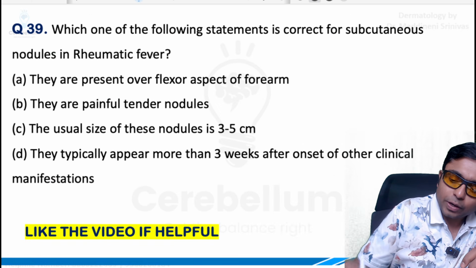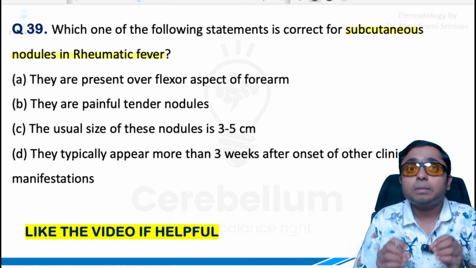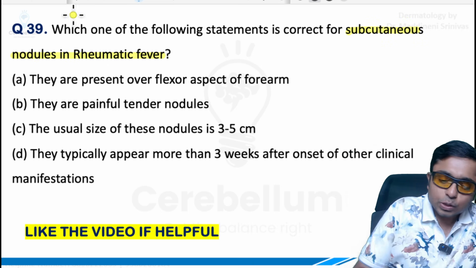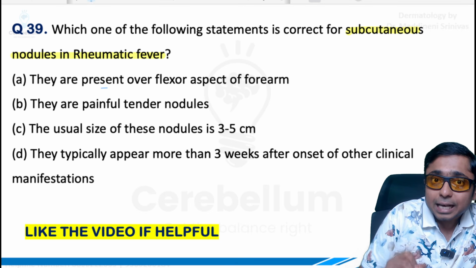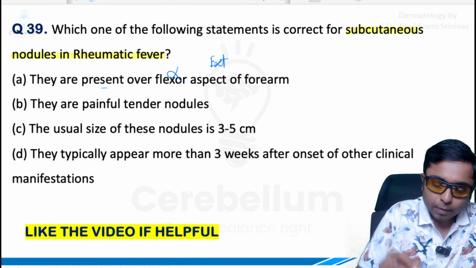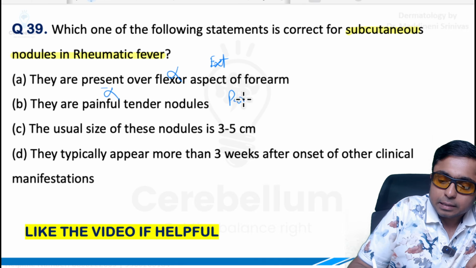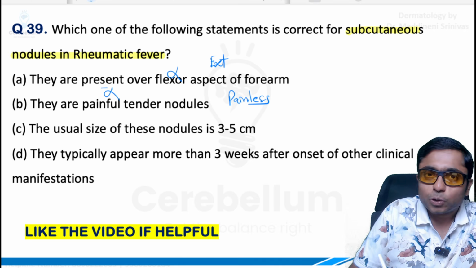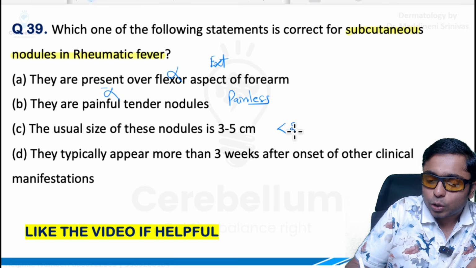Next question, you need to identify the correct statement related to the subcutaneous nodules in rheumatic fever. They are present over the flexor aspect is a wrong statement. They are present over the extensor aspect. They are painful is a wrong statement. They are painless. And the usual size is not 3 to 5 centimeters, it is less than 2 centimeters.